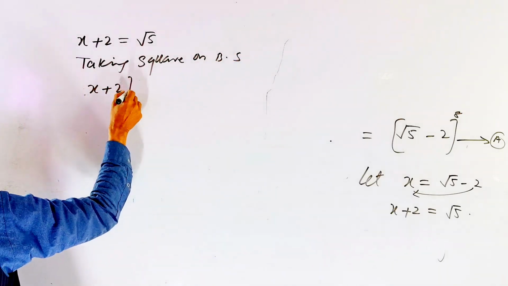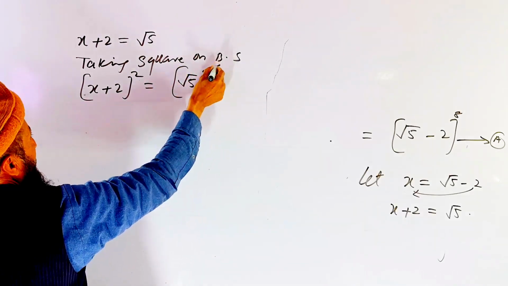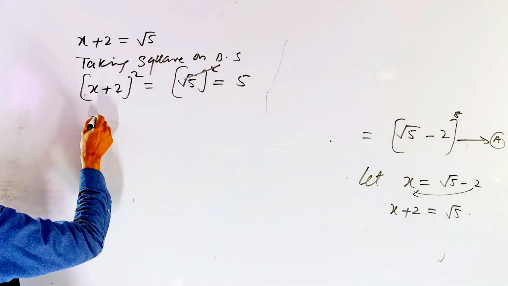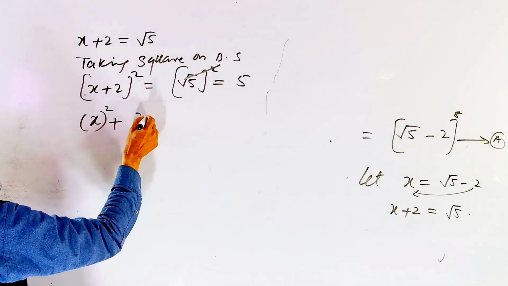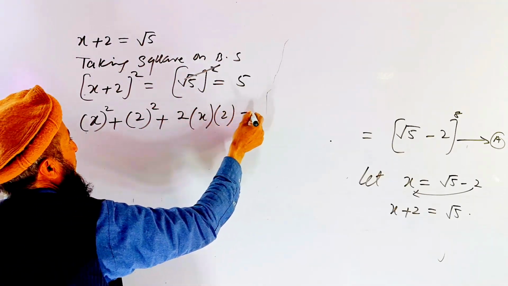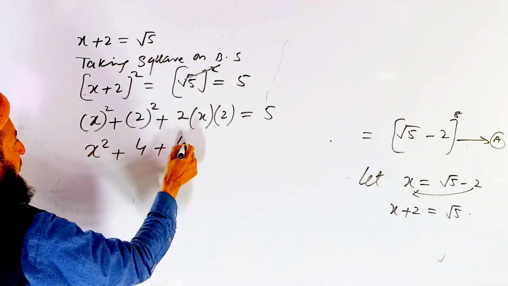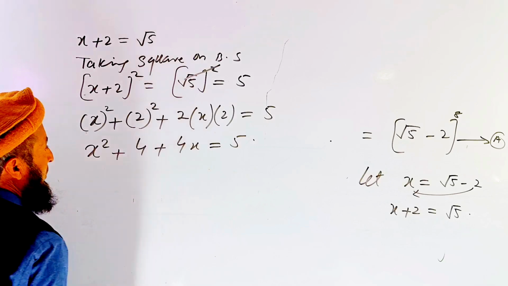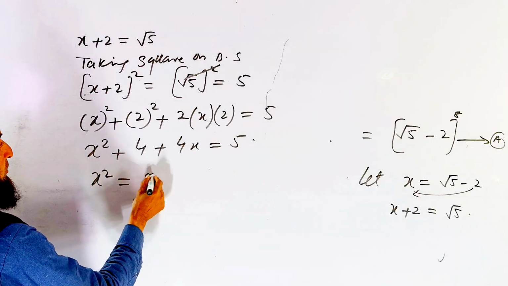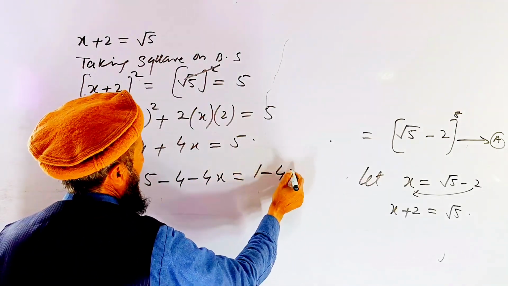X plus 2 whole square is equal to 5 under the root whole square. So this is cancelled, we get 5. Here a plus b whole square formula is used. A square plus b square plus 2ab, x into b is equal to 5. We get here x square plus 4 plus 4x is equal to 5. Now we change this result to here x square is equal to 5 minus 4 minus 4x. So we get here 1 minus 4x.